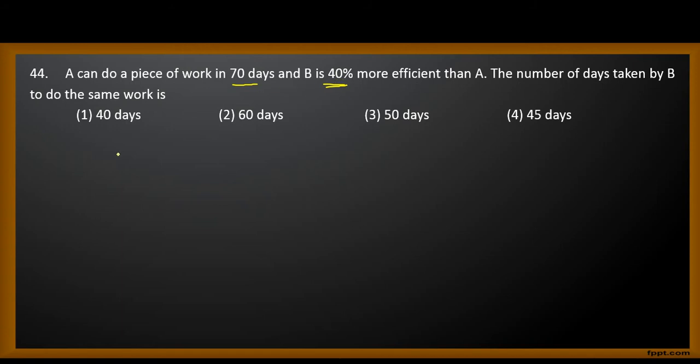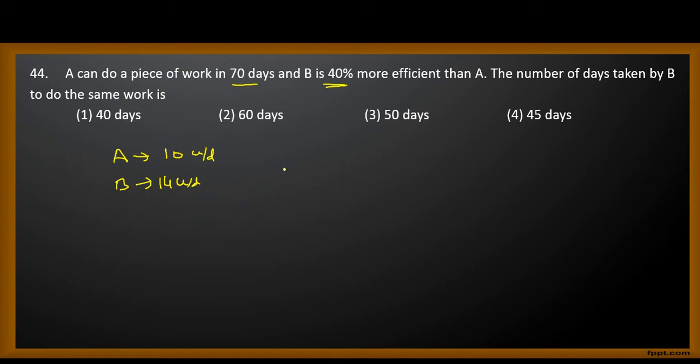So what I do is I will consider A will do 10 units per day, because it is 40%, 4 by 10, and the number in the denominator is 10. Then B will do 40% more. What is 40% of 10? 4. 4 more than A. It means B will do 14 units per day. If A does 10 units per day, B will do 14 units per day.